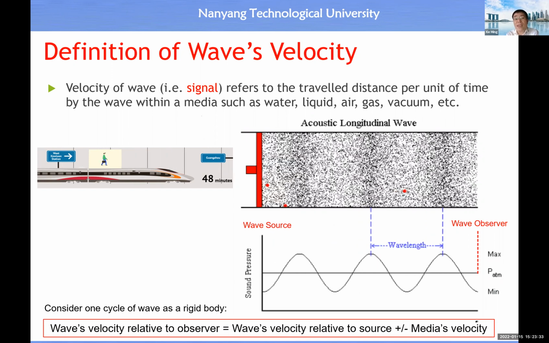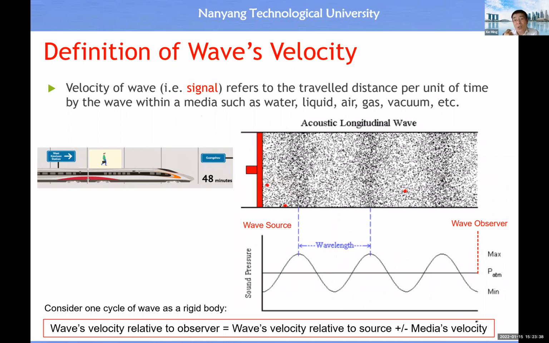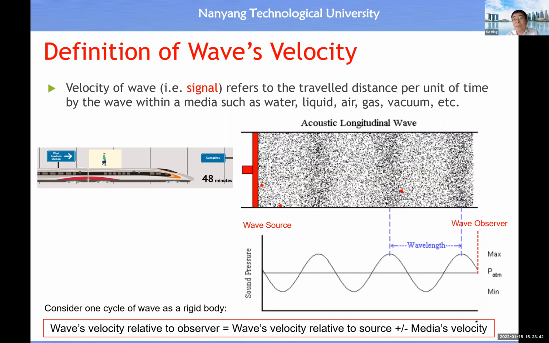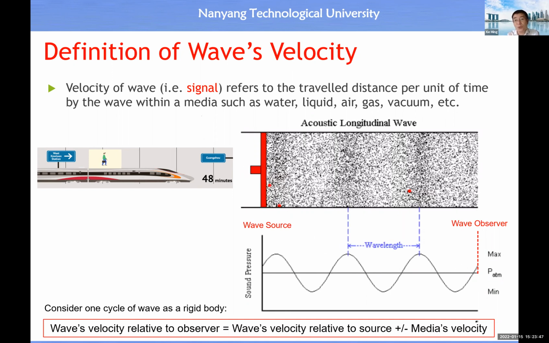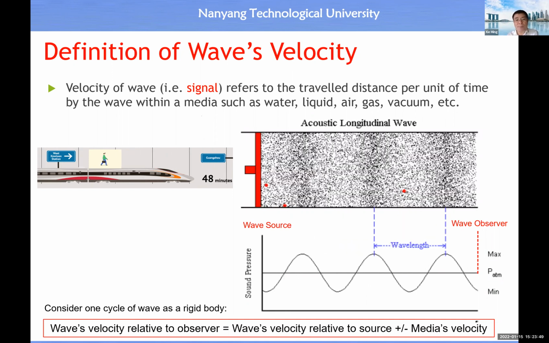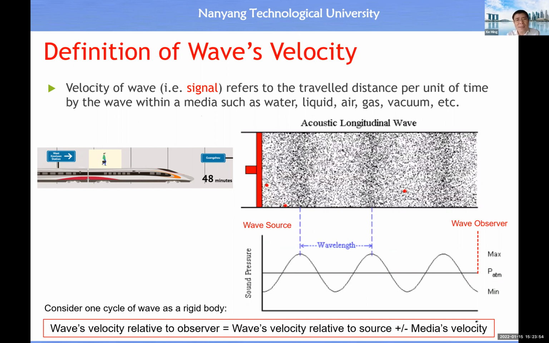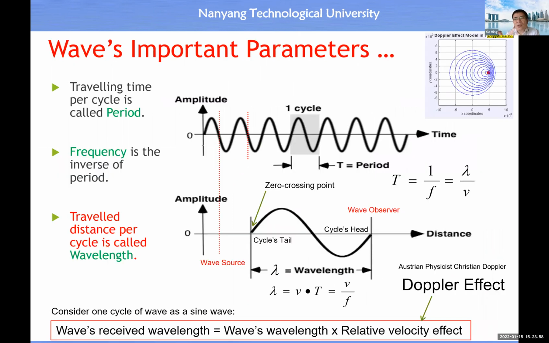So it means that if we can measure the wave's velocity relative to the observer, then we will be able to know the media's velocity. The media here refers to the fluid, in the context of this lecture. This phenomenon is quite easy for you to understand. There is a second phenomenon, which may cause a little difficulty for some of you. However, it is also quite easy to understand.